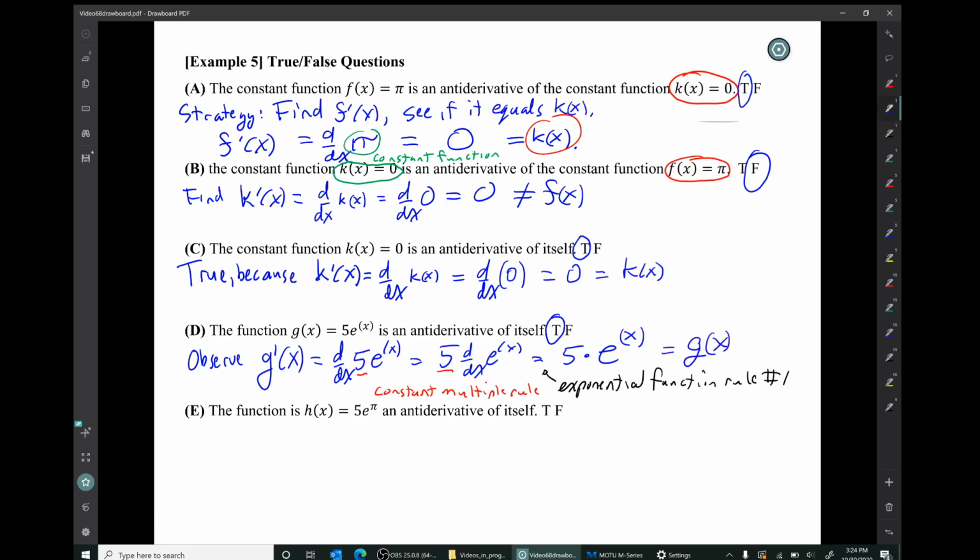When I find g prime of x, I find that g prime of x equals g of x. So g of x is an antiderivative of itself. So this is true.